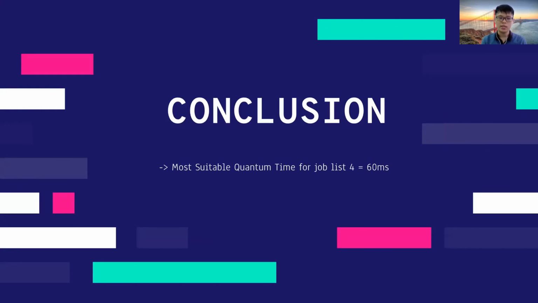In conclusion, we think 60 milliseconds might be the most suitable quantum time for job list 4.